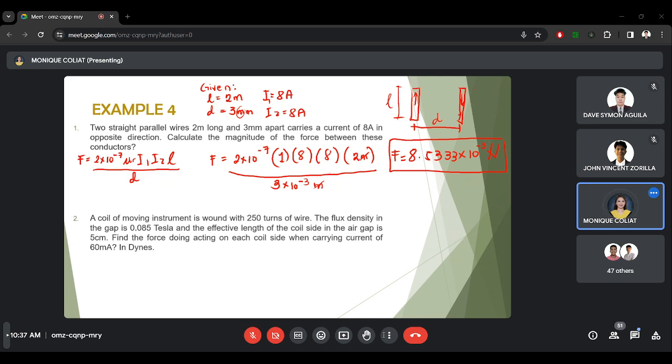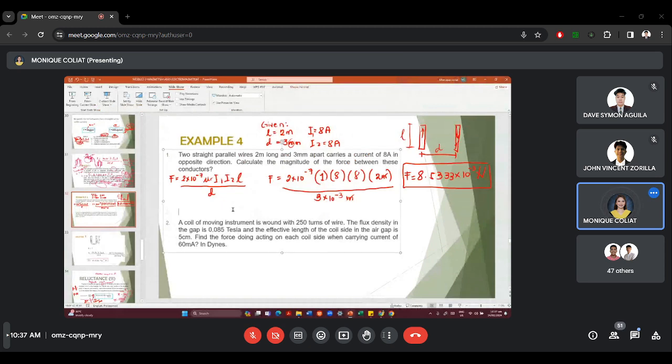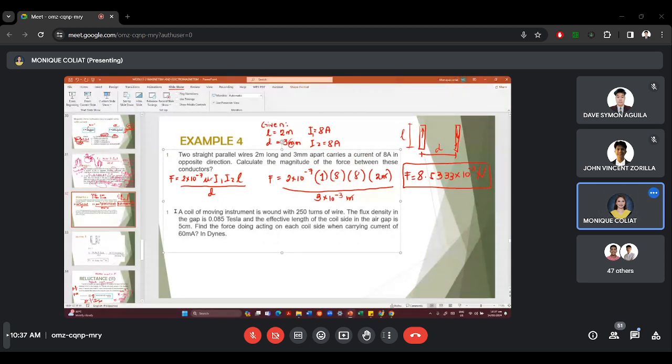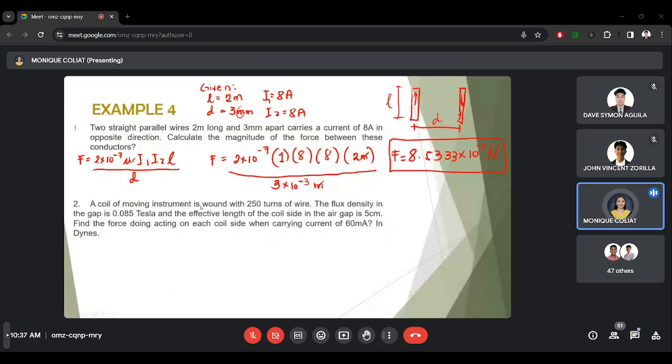Okay, number 2. A coil of moving instrument is wound with 250 turns of wire. The flux density in the gap is 0.085 Tesla, and the effective length of the coil side in the air gap is 5 centimeters. Find the force acting on each coil side when carrying current of 60 milliampere in dynes. So, in dynes daw.